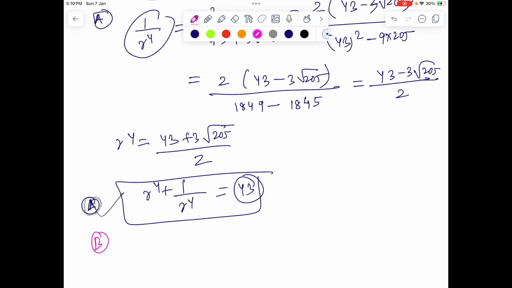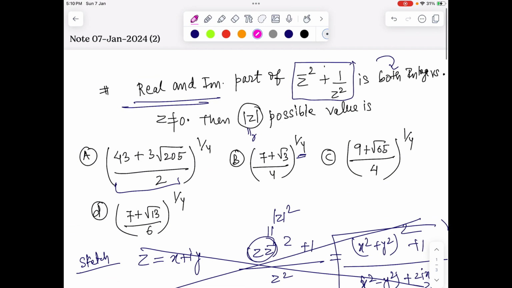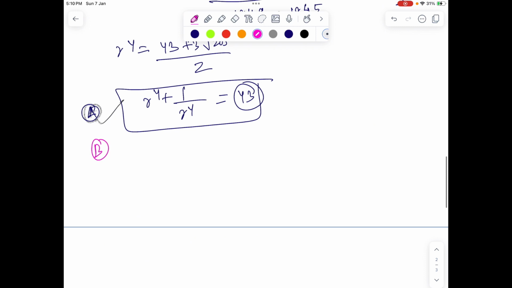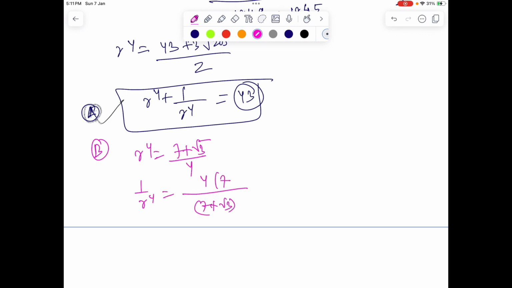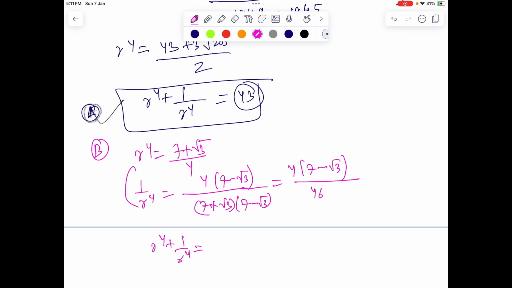Let me try option B, where r⁴ is (7 + √3)/4. So r⁴ is (7 + √3)/4, and 1/r⁴ is 4/(7 + √3), multiplied by 7 minus √3, which gives you 49 minus 3. 49 minus 3 is 46, and clearly you can see r⁴ + 1/r⁴ is not going to be an integer. So that makes option B wrong.